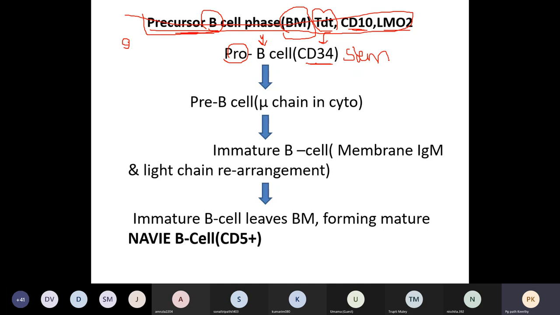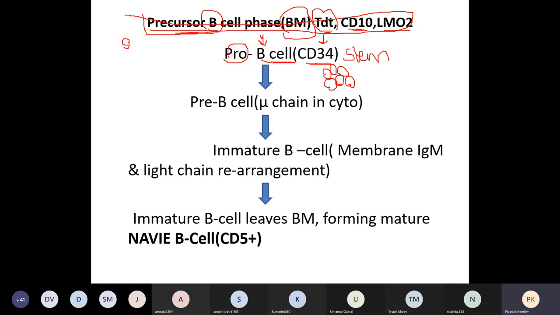That means this cell has the ability to proliferate multiple times. Understood? So this precursor B cell, which has TDT, CD10 and LMO2, will become a pro-B lymphocyte, and it will acquire one additional CD marker, that is CD34, which is a stem cell marker. That means this cell has the capacity to divide and rapidly proliferate.